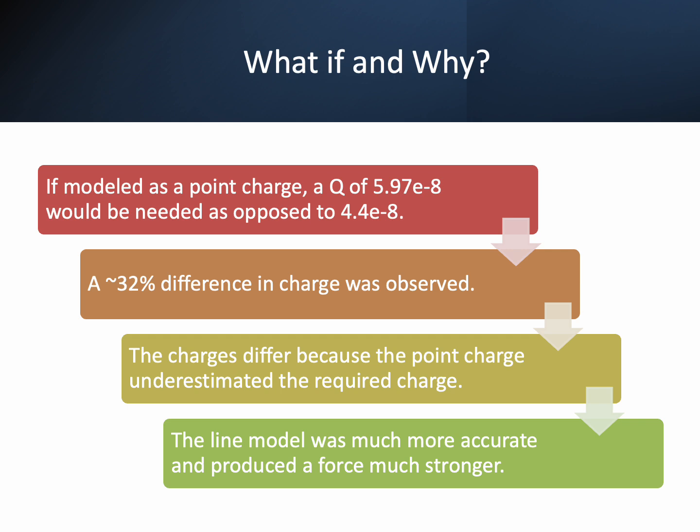The charges differ because the point charge underestimated the required charge. When modeled as a line, the charges spread out in 30 different segments produce a much larger force that actually equates to the force of gravity. The line model was much more accurate and produced a far stronger force.